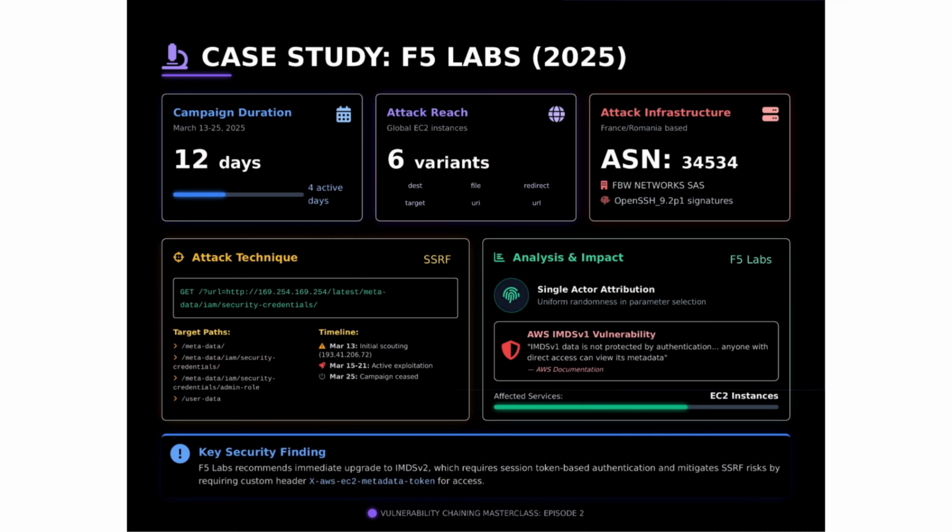Fast forward to 2025 and nothing has changed. F5 Labs tracked the global campaign hitting EC2 instances across multiple regions. Attackers rotated parameters like URI and target until they got through, then pulled IAM credentials straight from IMDS v1. Same exploit, new victims. And the scary part, the fix, switching to IMDS v2, has existed for years. It wasn't patched because of operational inertia, and attackers love inertia. Disclaimer. These details are based on public reporting only and shown here purely for educational purposes.